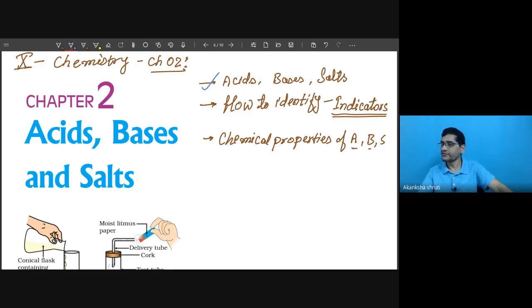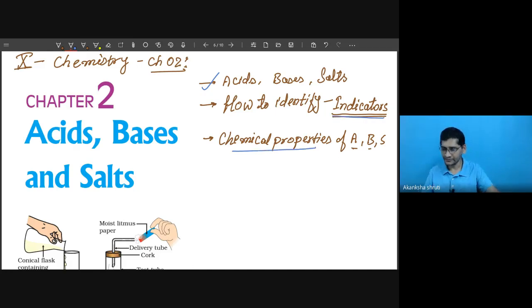For that, we need to use some other chemical which is able to identify whether the given chemical is acid or base. So that kind of new chemical is called an indicator. Now these indicators may occur naturally or maybe artificially. So what is the classification of indicators? Those things we will learn. And then if time permits, we will start with the topic chemical properties also.